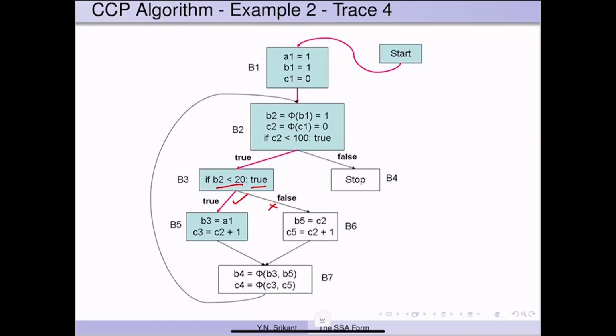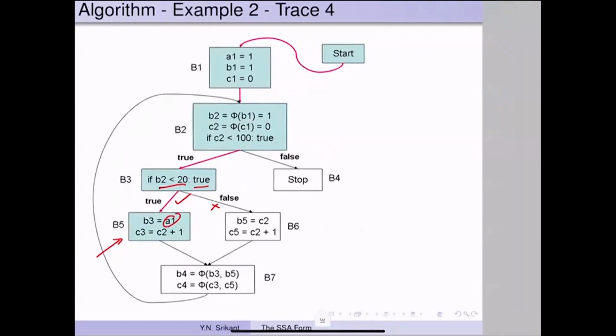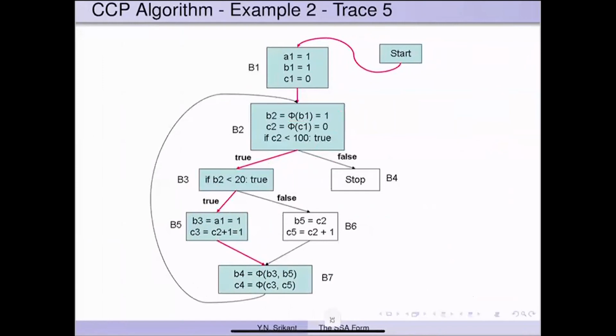So we come to block B5, which has B3 equal to A1, which is a constant, and C3 equal to C2 plus 1, which is also a constant. So what happens? B3 equal to 1 and C3 equal to 1. These are again constants which have been evaluated. Now there is only one edge which goes out of block B5, and that brings us to block B7.